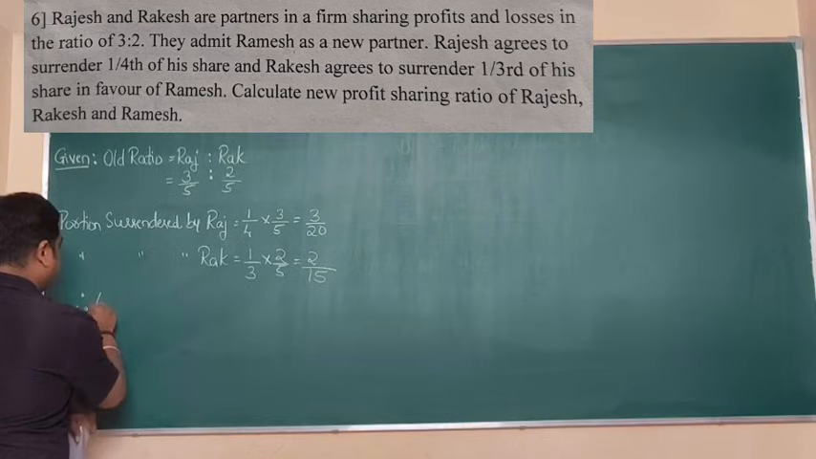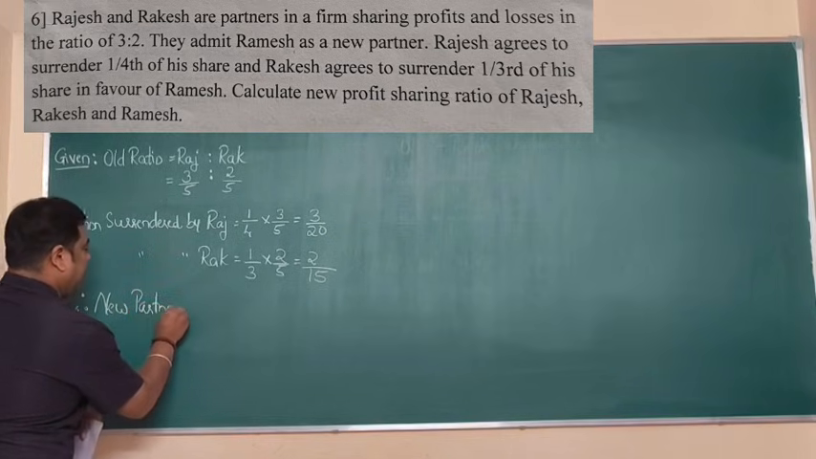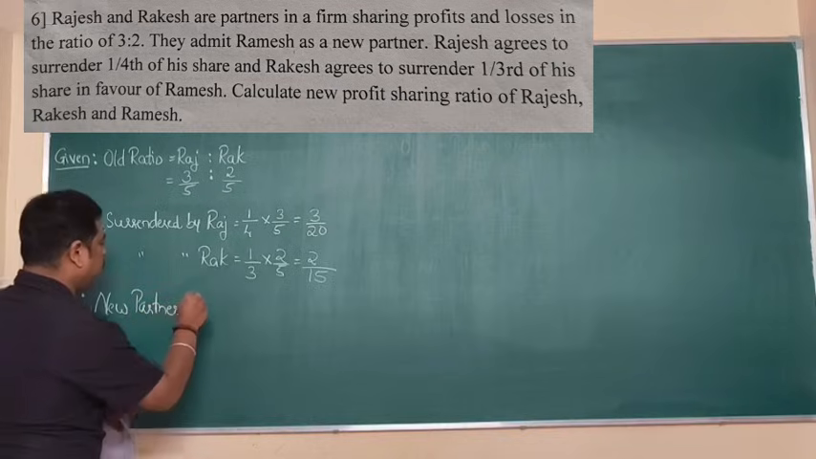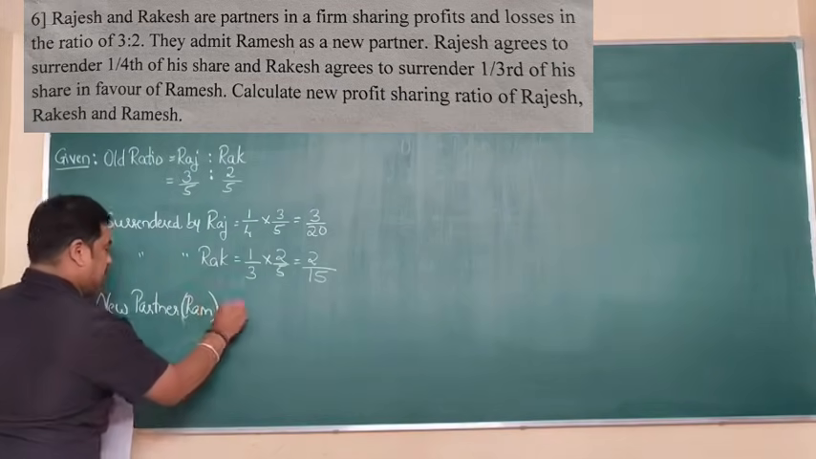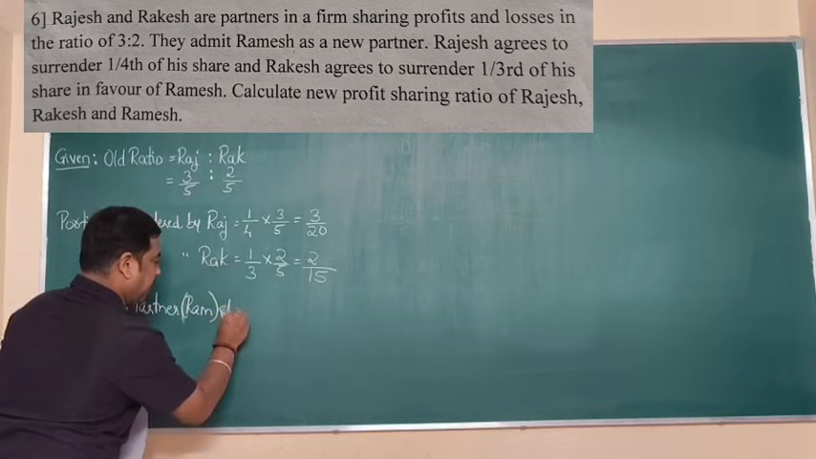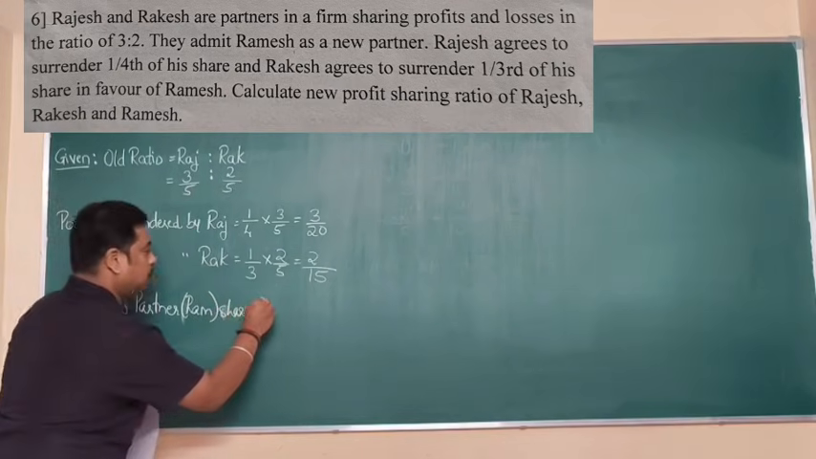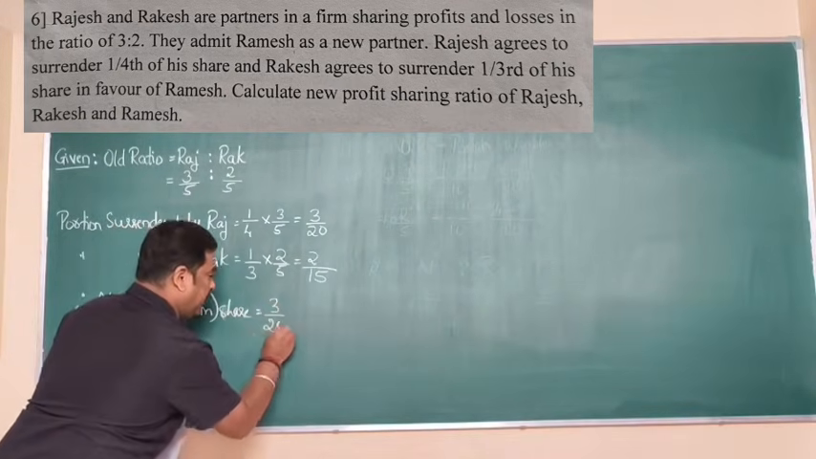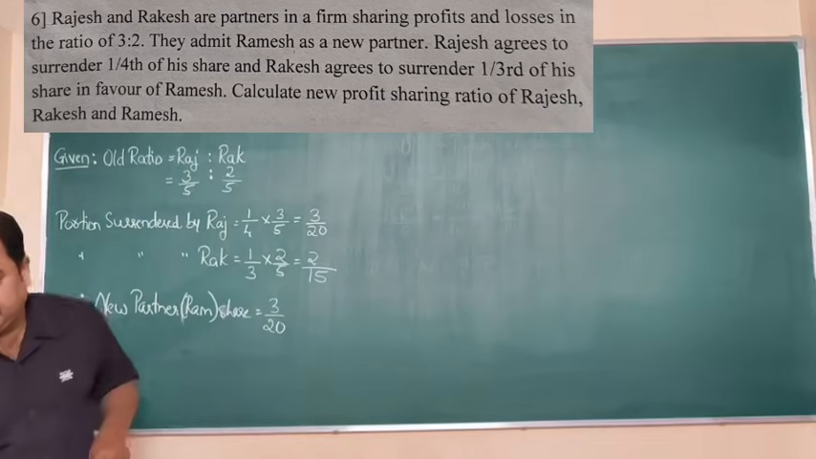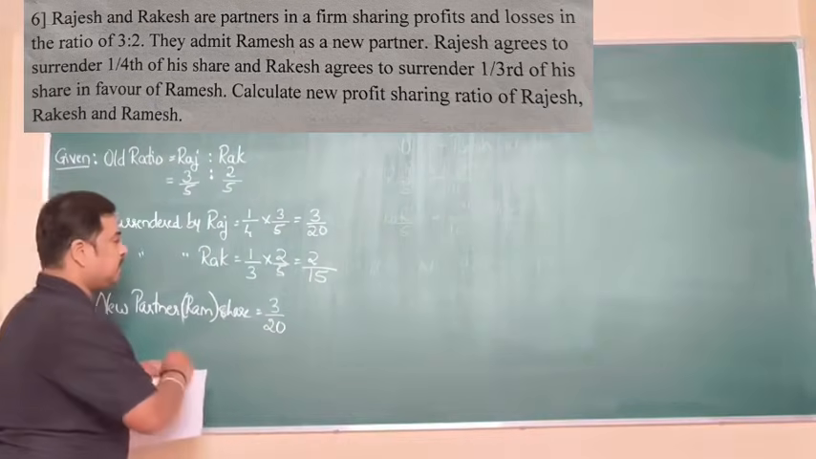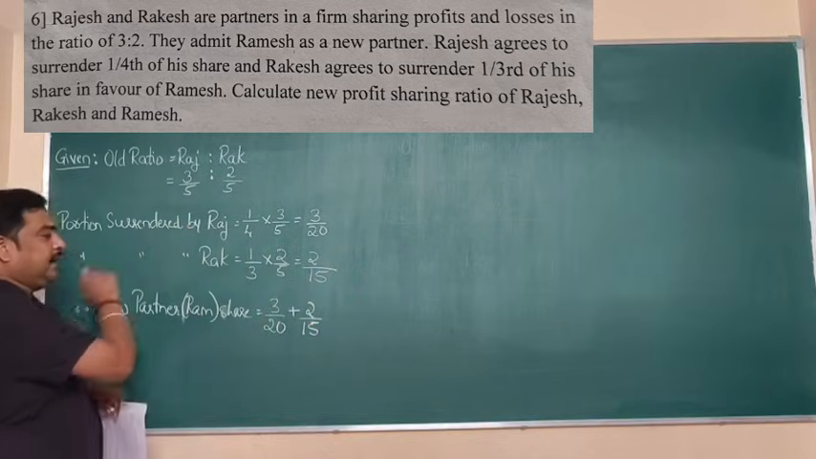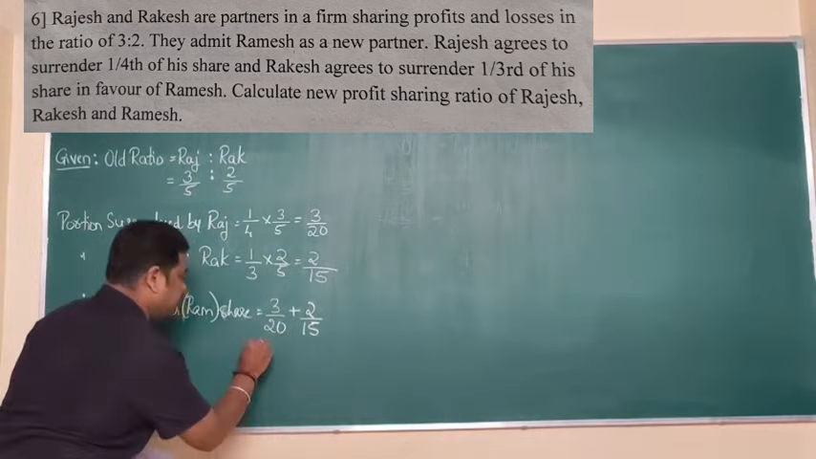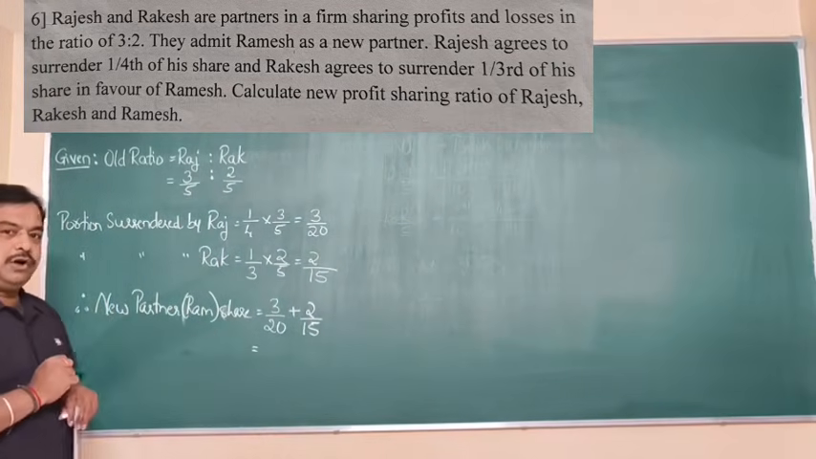Therefore, the new partner, who is the new partner? Ramesh. Ramesh's share is equal to 3 by 20, the portion surrendered by Rajesh, plus 2 by 15, the portion surrendered by Rakesh. Now see, this is how to solve this.